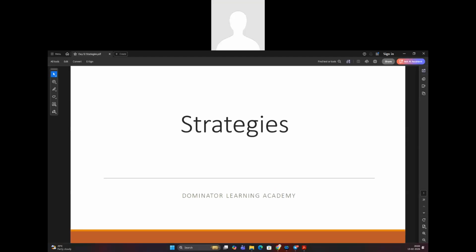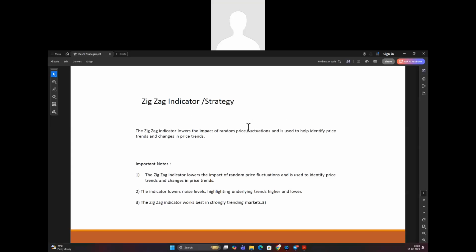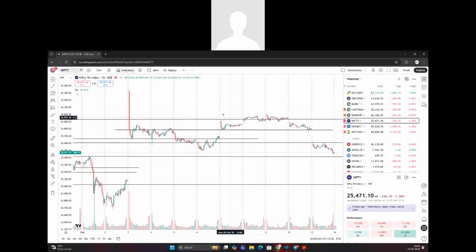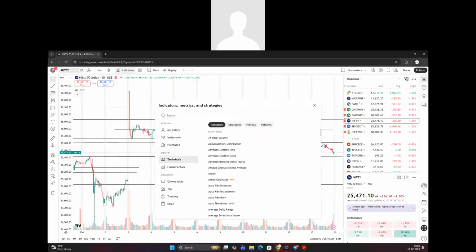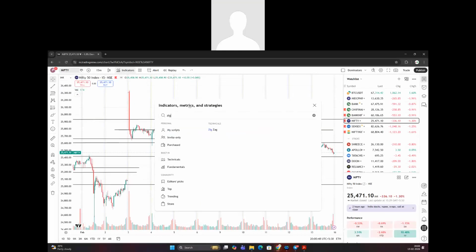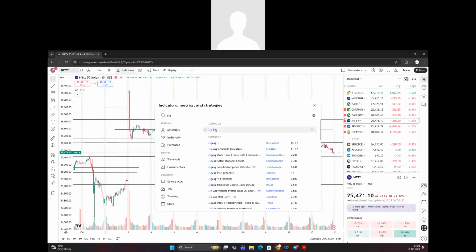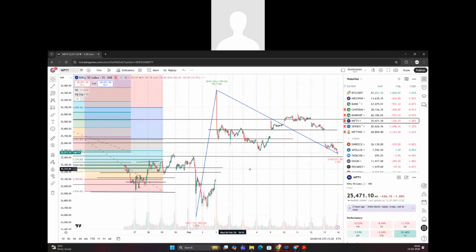So today we're gonna learn strategies. So strategies, we have zigzag indicator strategy, the very first one. Just type zigzag here. So this is zigzag indicator strategy.